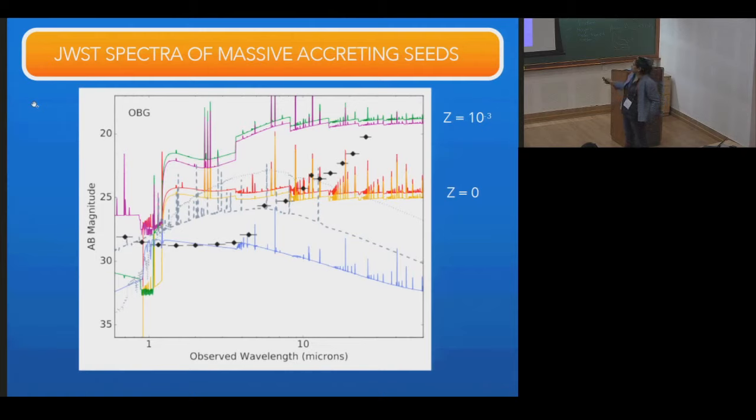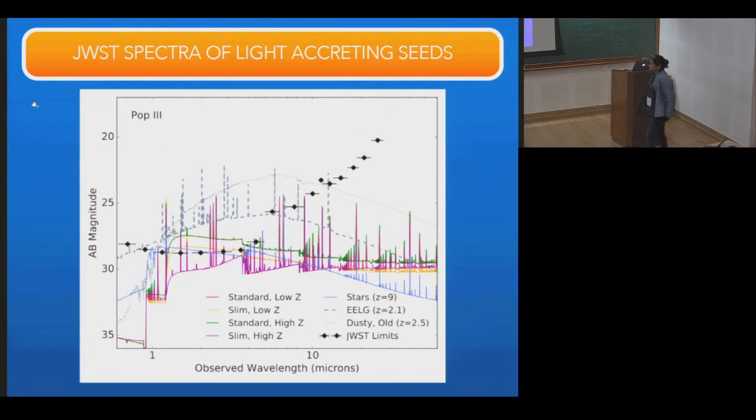And so these two different lines are for the slim disk and the standard disk for the two metallicities. So this is sort of the full parameter space. So this is obviously massive initial seeds, right? Those are the OBGs.